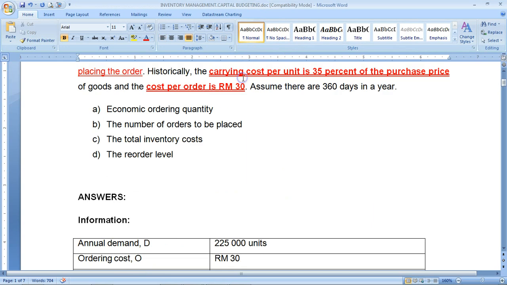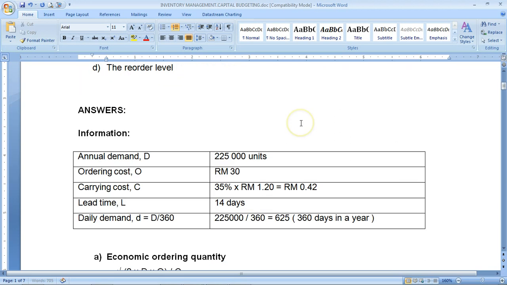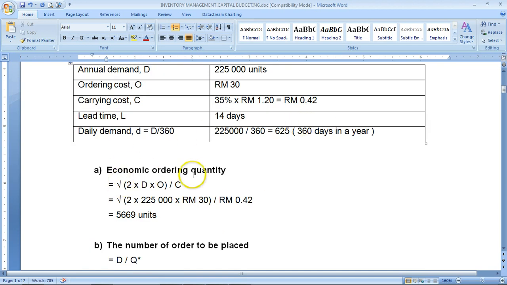First question: economic order quantity. What is your Q? What is your EOQ? What is the number of orders? Total inventory cost. Reorder level is a direct question. You have to memorize the formula. What is the formula for economic order quantity? Economic order quantity is the square root of 2 times D times O, divided by C. Don't forget to square root it.